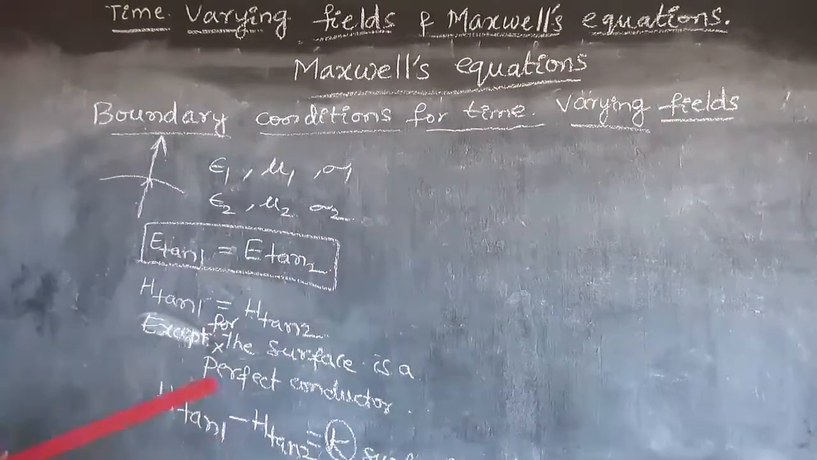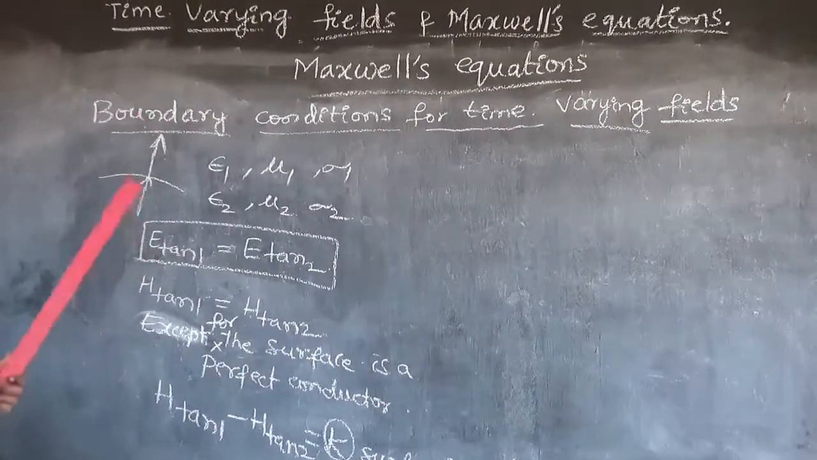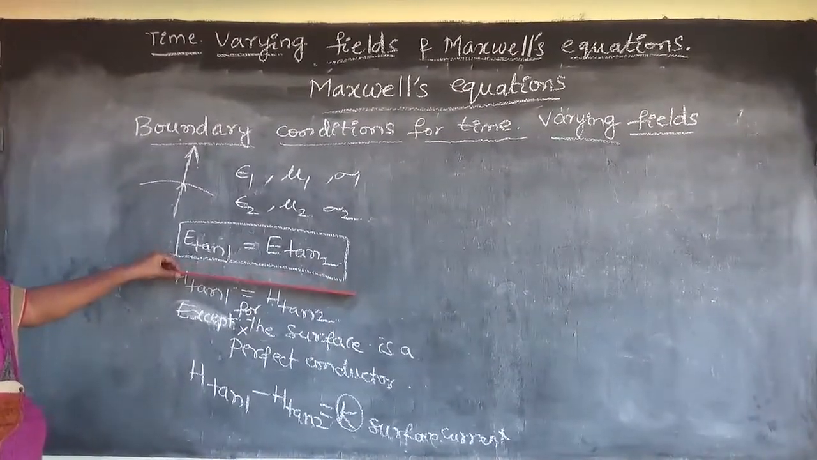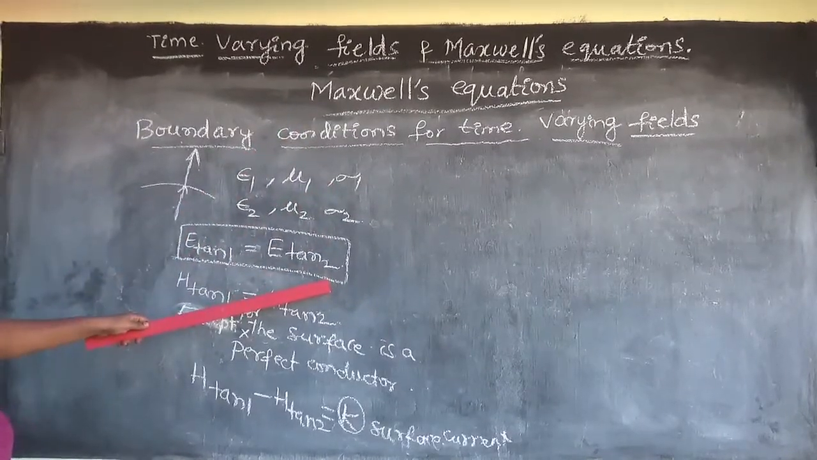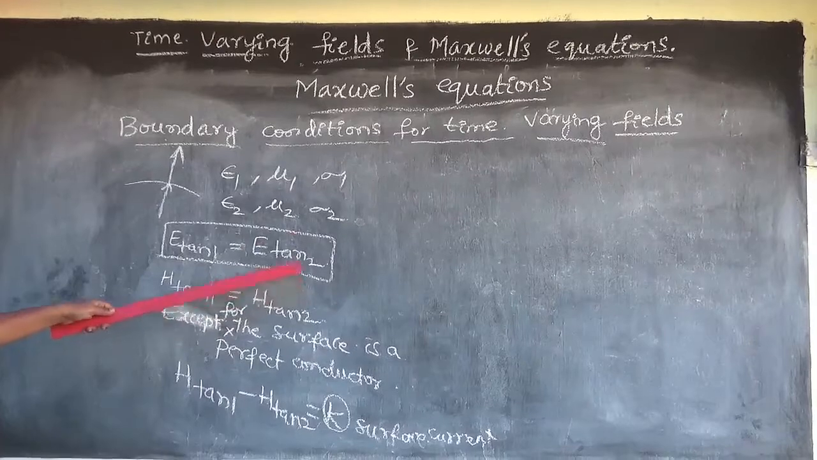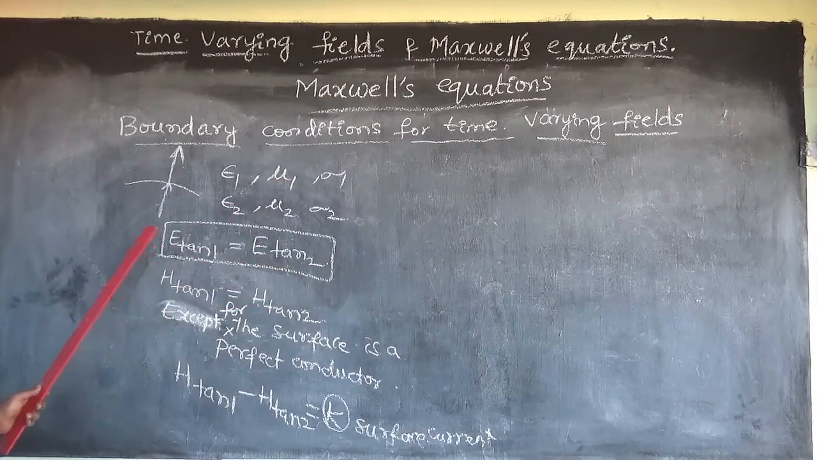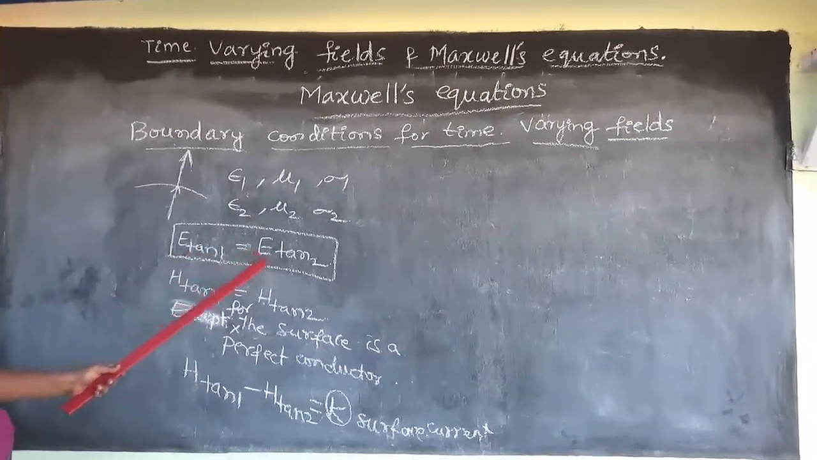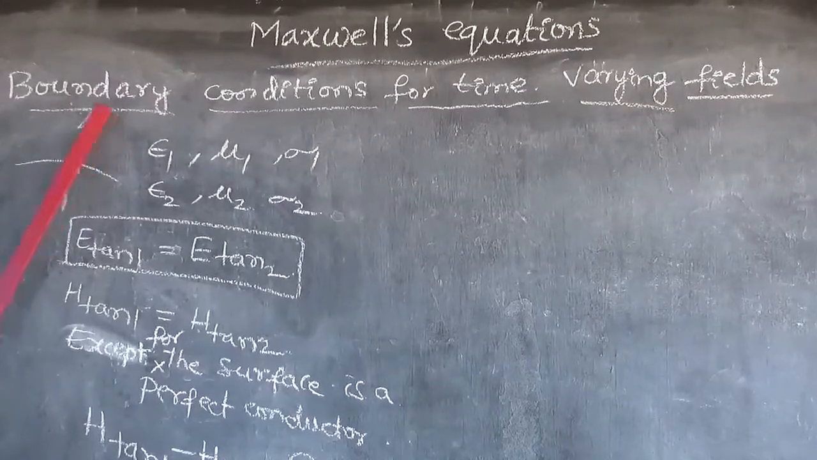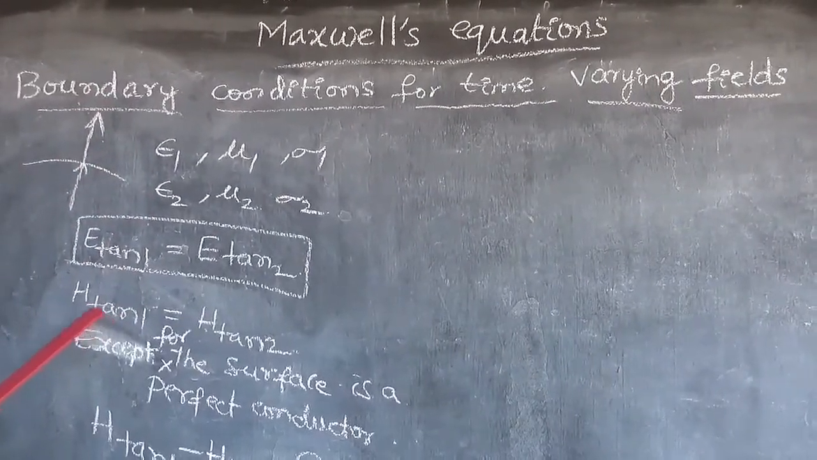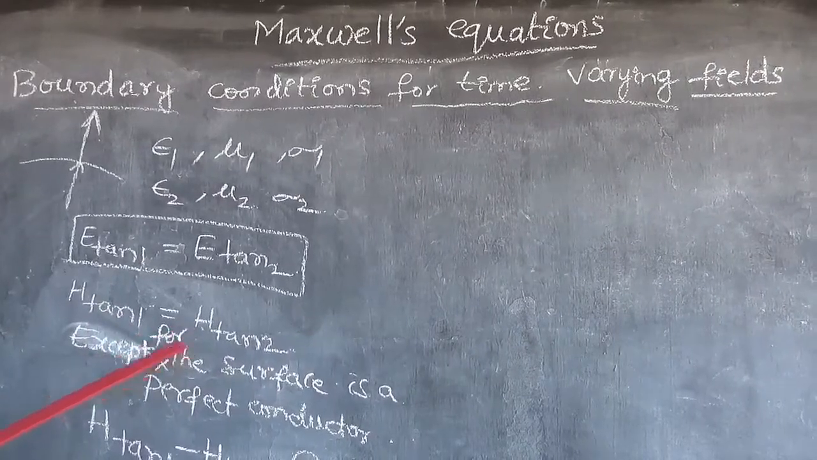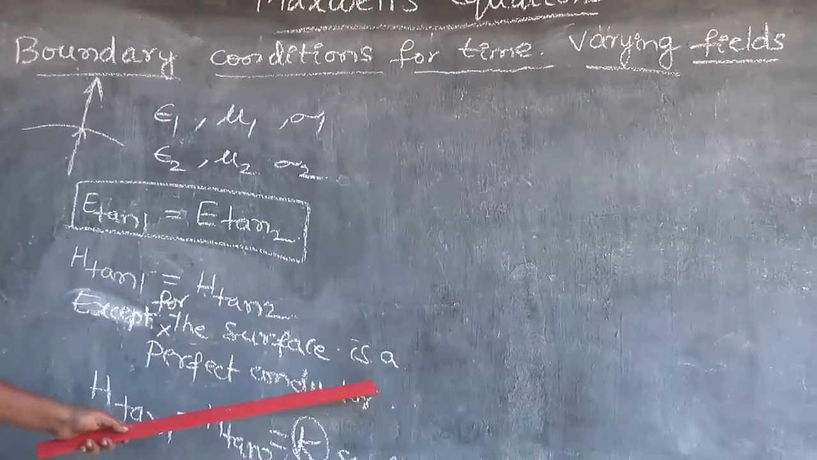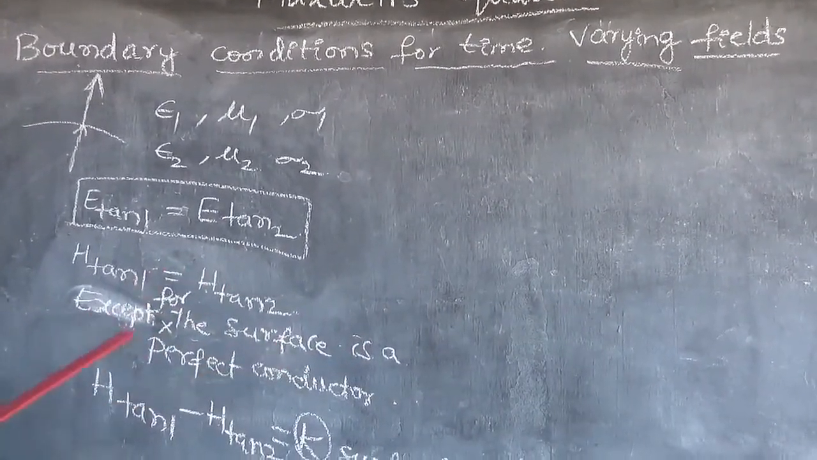Just remember, the boundary conditions for time varying fields are the same as the static field boundary conditions. Here, the tangential component of the electric field, E tan 1, will be continuous at the boundary, and the tangential component of the magnetic field will be continuous for every surface except for a perfect conductor.